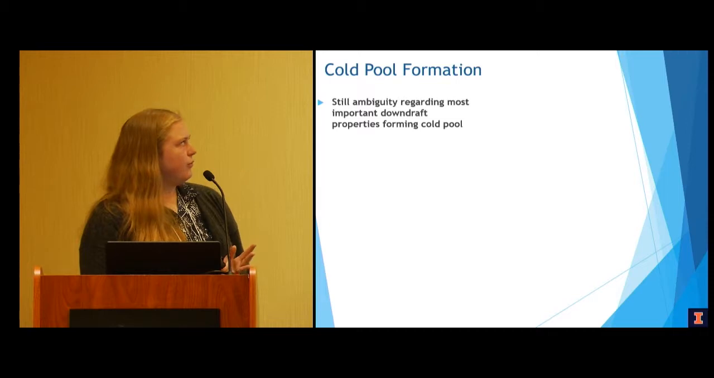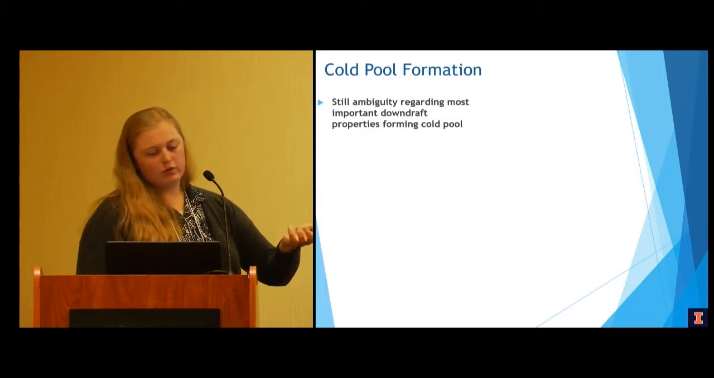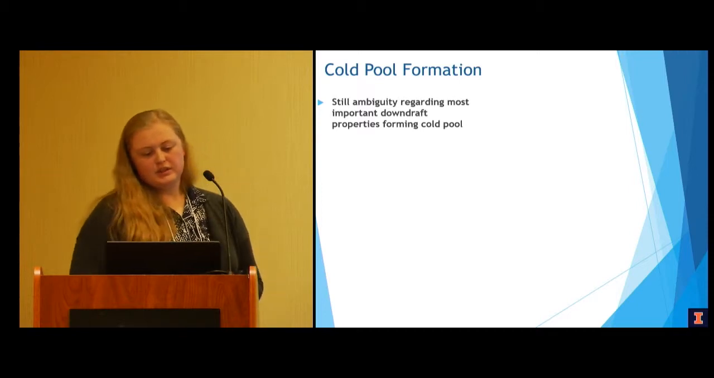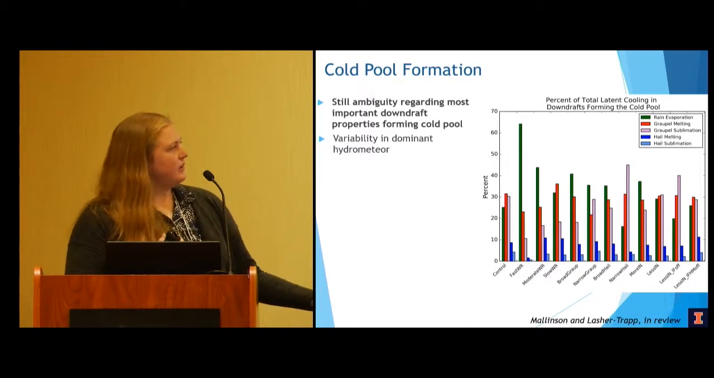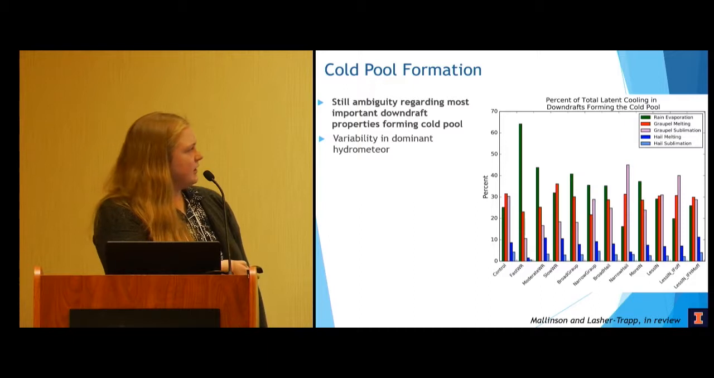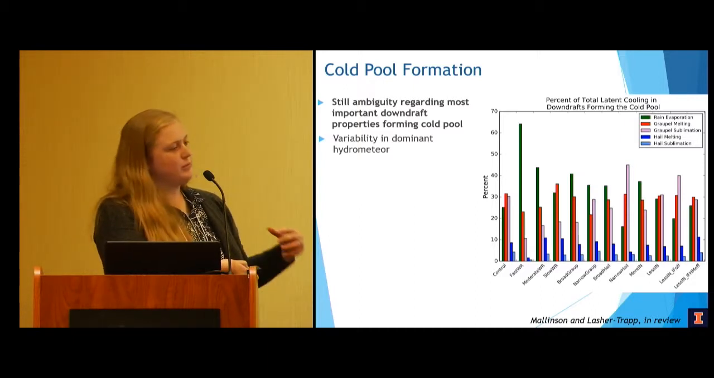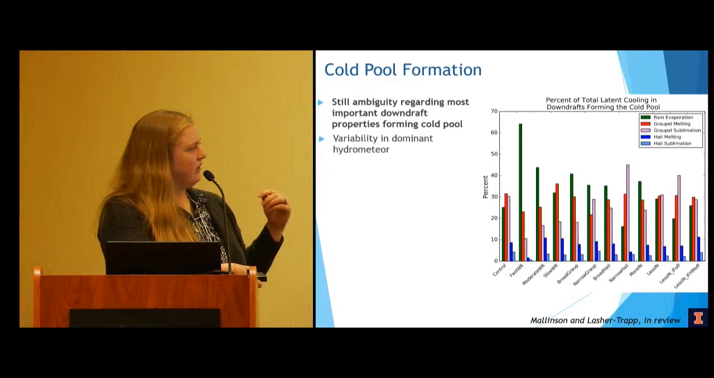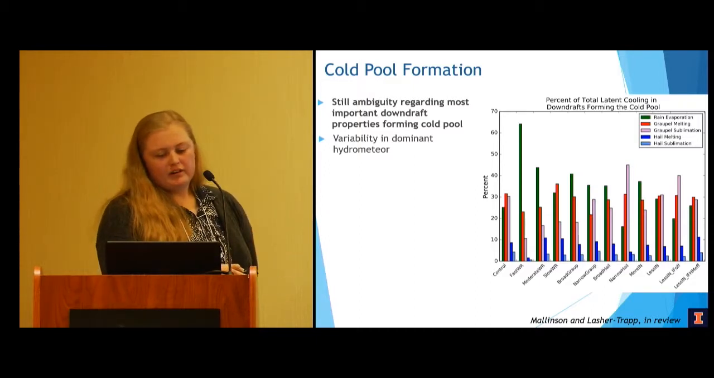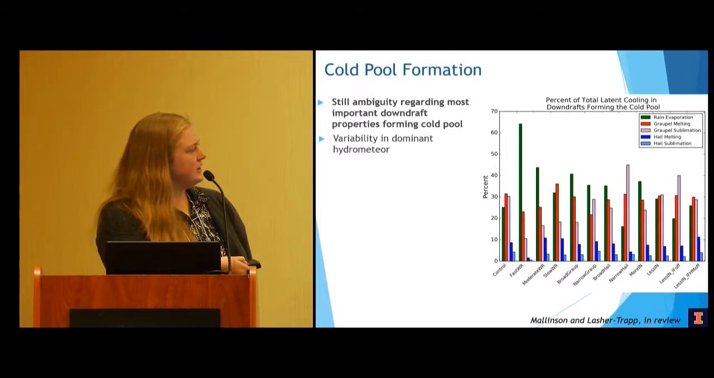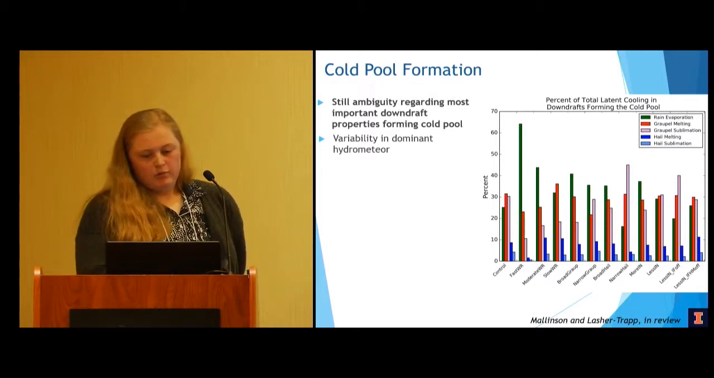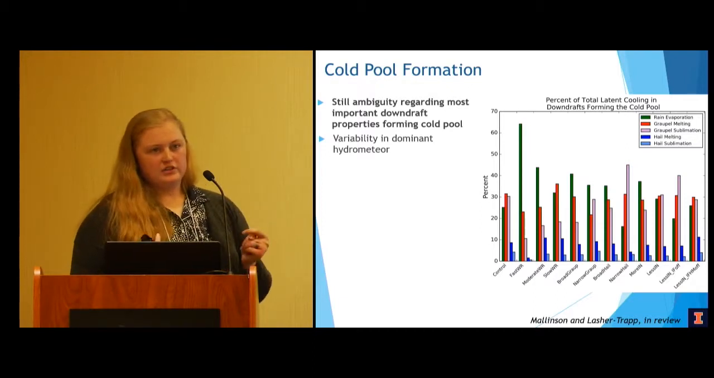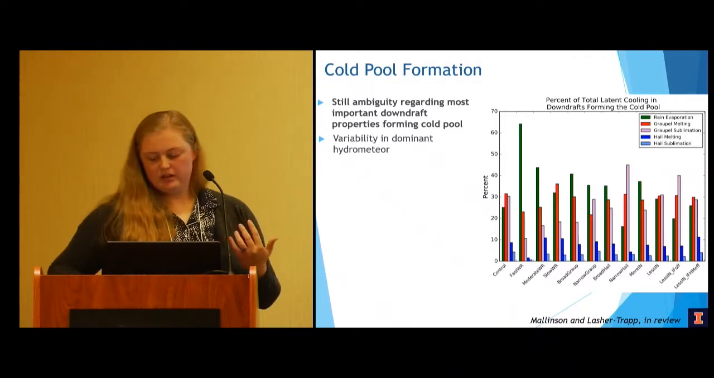So in looking at what forms cold pools, what kicks off the cold pool, we don't see a very consistent picture of what is happening within those downdrafts. We see some variability in the dominant hydrometeor. So we have the percent of total latent cooling occurring in the downdraft that forms the cold pool on the y-axis, and then all of our different model runs at the bottom. The main thing from here is that in some of these runs, rain evaporation is most prominent, which is the green bar. In other runs, it's graupel melting, which is the red bar, and in others, it is graupel sublimation. So within the downdrafts that form cold pools, there's still a lot of ambiguity as to what processes are really the most dominant in there.